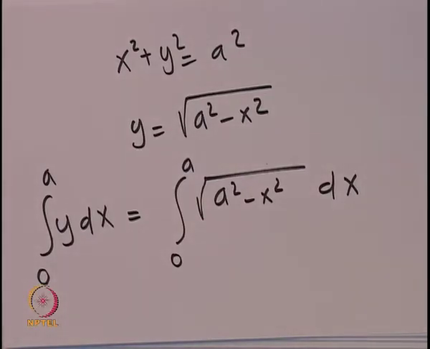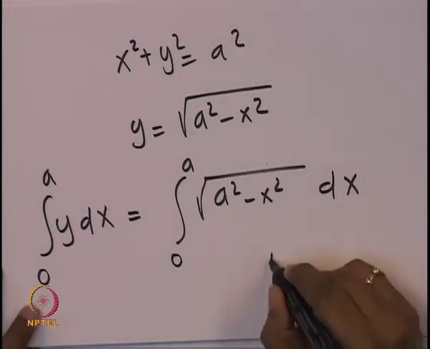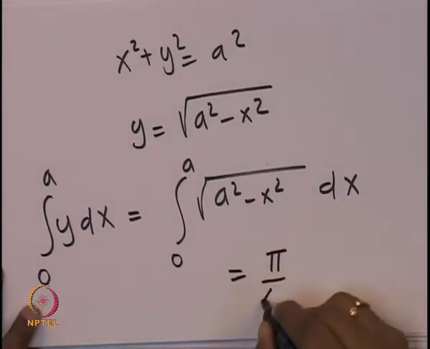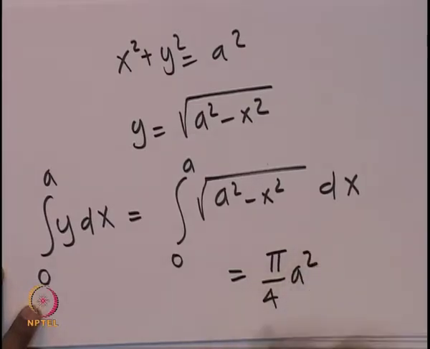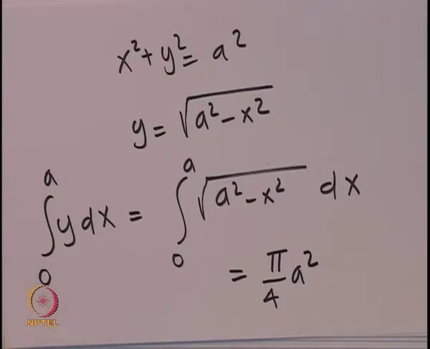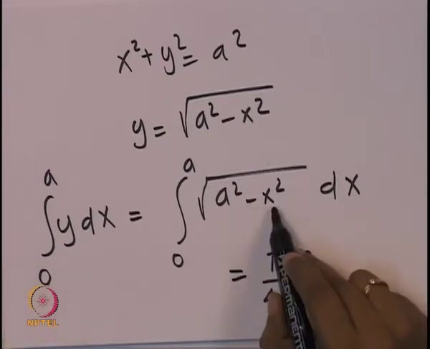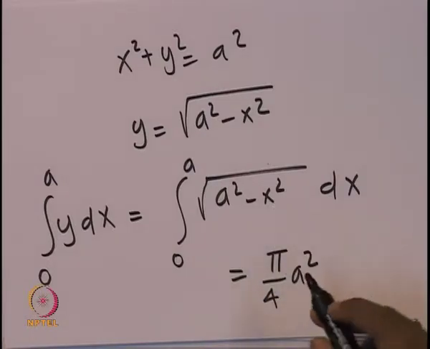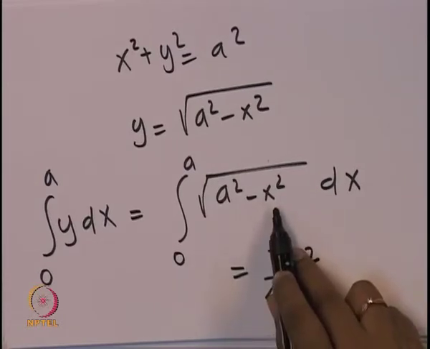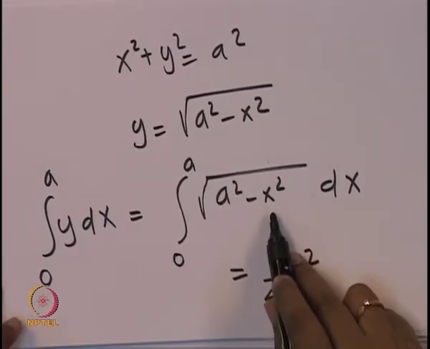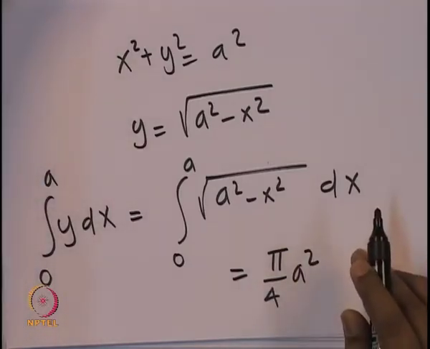So, how do we calculate? You can do this many ways. Whatever way you do, at the end you will find that the answer is nothing but pi by 4 a square. Okay? Now let's do one way of doing it. One simple way is to substitute x is equal to, let's say, sin theta.